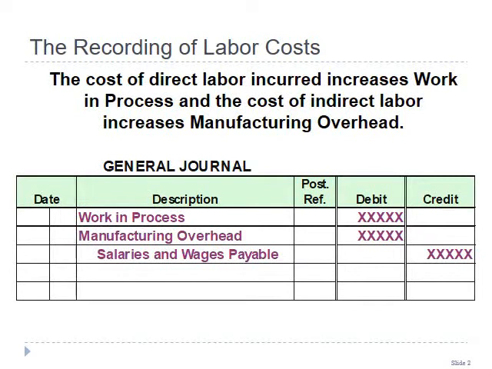So what are the entries? The entries are that the cost of direct labor incurred increases the work in progress. So increase in work in progress, which is our asset side over there, would be debited. Manufacturing overhead expenses increase would be debited, and our salaries increase or liability increase would be credited. So that is a combined entry, which is debit and credit.